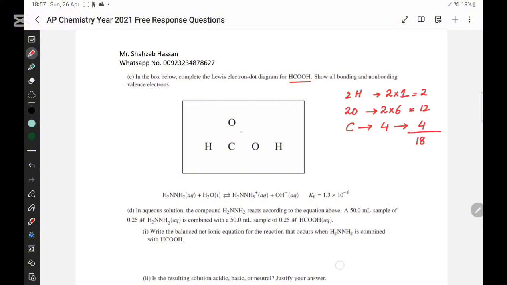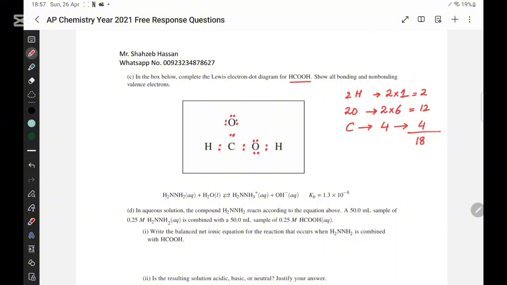So first of all, let's draw the bonding pairs, which are going to be like this. And then we have to draw the non-bonding pairs, like this for oxygen. Now how many total electrons do we have? 1, 2, 3, 4, 5, 6, 7, 8, 9, 10, 11, 12, 13, 14, 15, 16, 17, 18. So the total is 18 electrons.